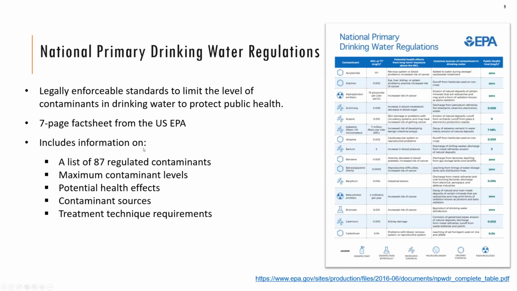And as I mentioned earlier, this is the National Primary Drinking Water Regulations. It is a 7-page fact sheet, which is developed by the US EPA, and it includes a list of 87 regulated contaminants. It includes information on the maximum contaminant level, potential health effects from each of these contaminants, where usually the contaminants come from, so the sources, and then the treatment technique requirements if they are applicable to each contaminant.